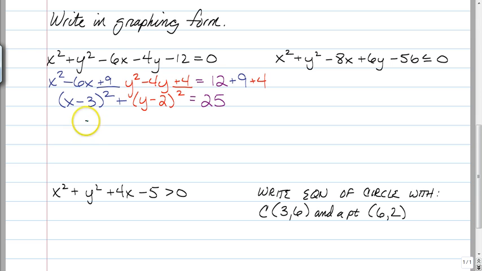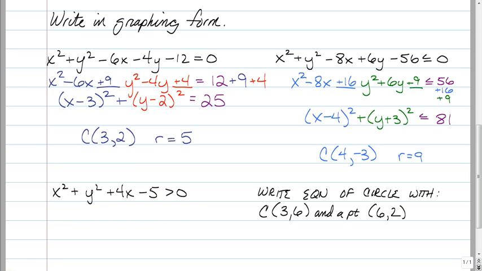So that means you're going to have a center of (3, 2), and you have a radius of 5. And that's it. You're done. The less than or equal to, greater than, no difference. Go ahead and give this one a try.